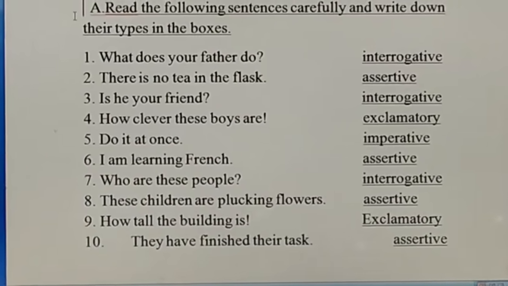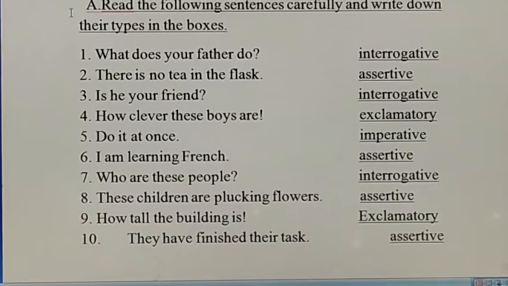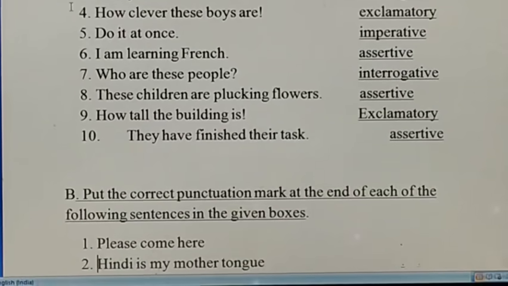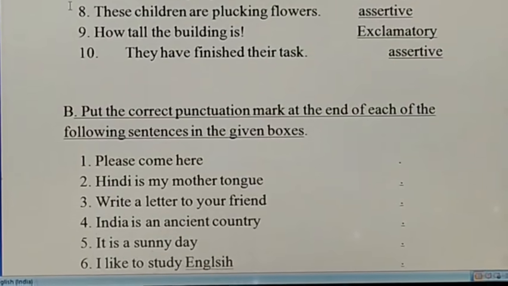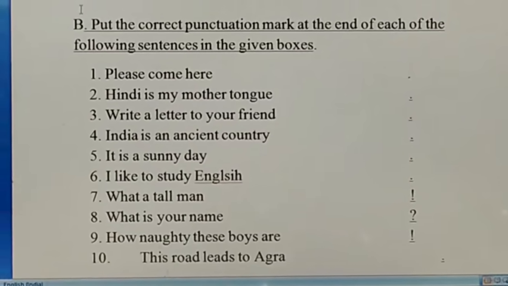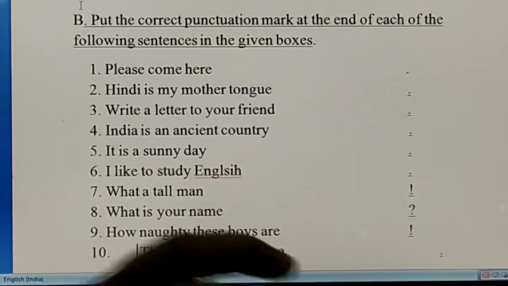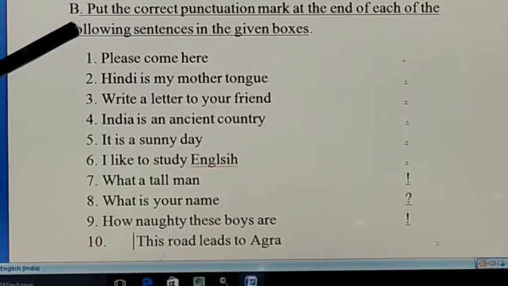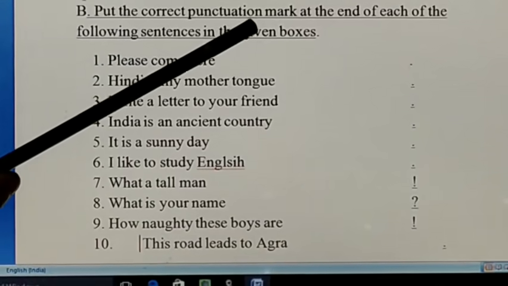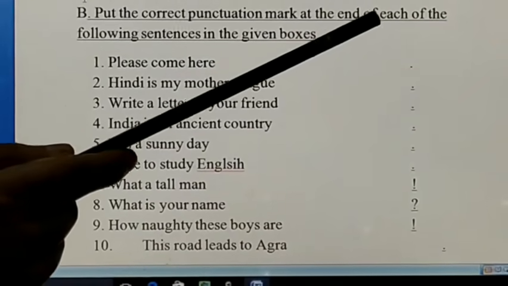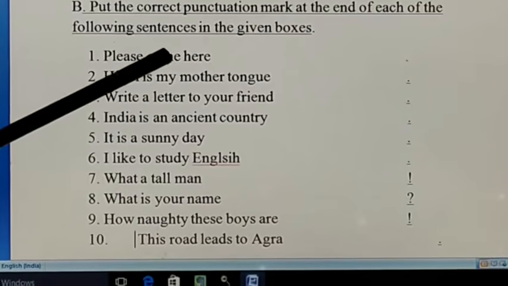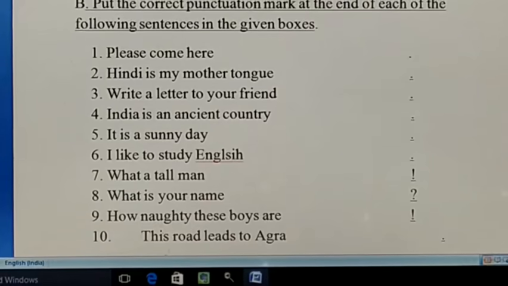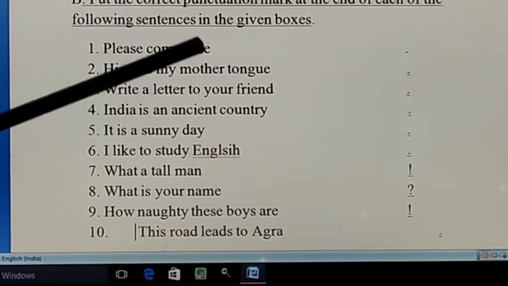Okay. Now let's see the B one. So write B one also. B. Put the correct punctuation mark at the end of each of the following sentences in the given boxes. So children, see in your book the boxes are there. So you have to write the punctuation marks.